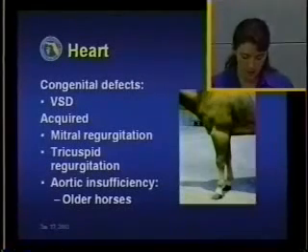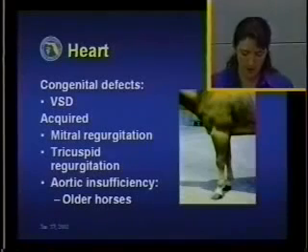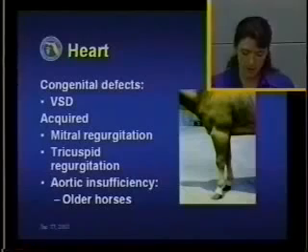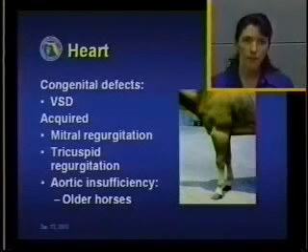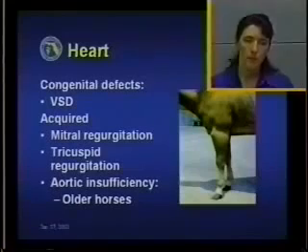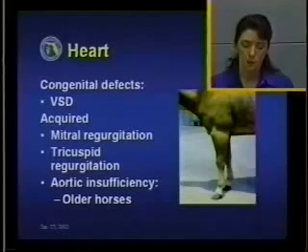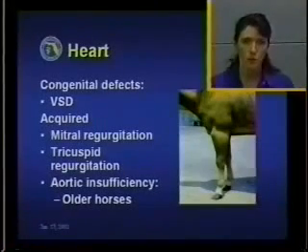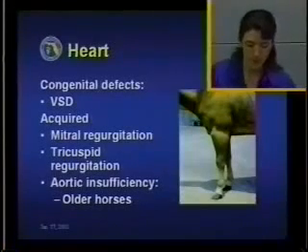This murmur will be loudest over the third intercostal space, and will be, in most cases, loudest at the base of the heart. In foals where the ventriculoseptal defect is less than 2.5 centimeters in length, the prognosis is potentially not too bad. These foals can turn into useful horses, and this defect, even though it will cause a murmur for the rest of the horse's life, will not affect their performance.